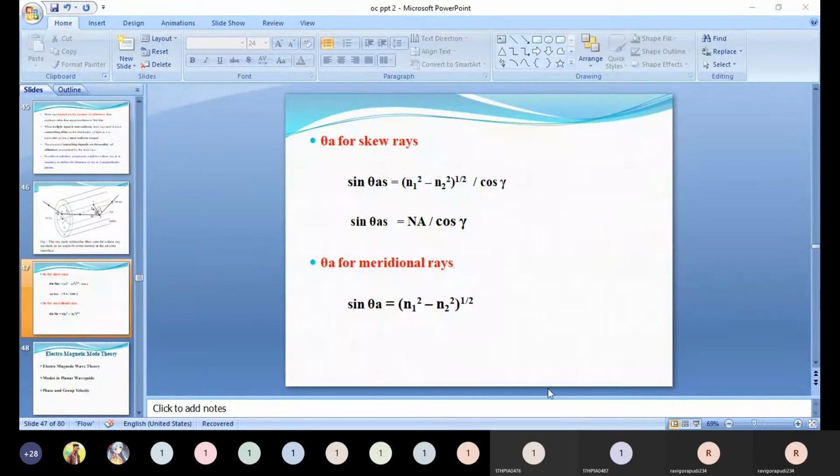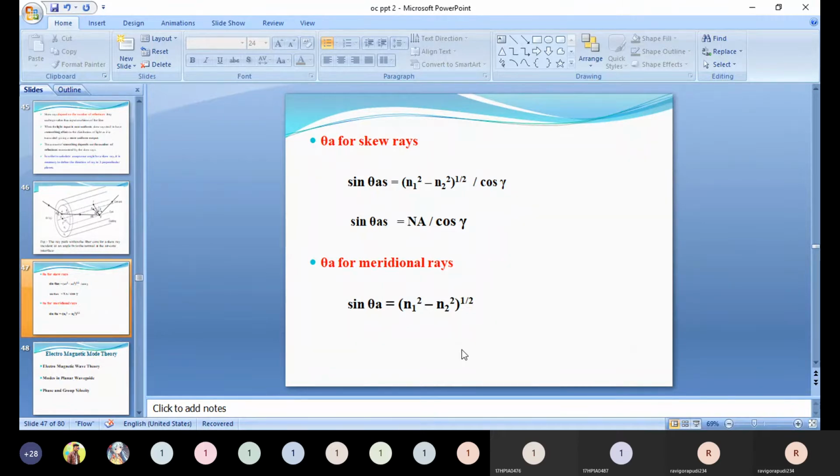Yesterday's class you don't know. Remember acceptance angle, from previous classes. That is acceptance angle. Theta is angle. A is acceptance angle. Theta A is acceptance angle. Here we are going to represent acceptance angle for skew rays.